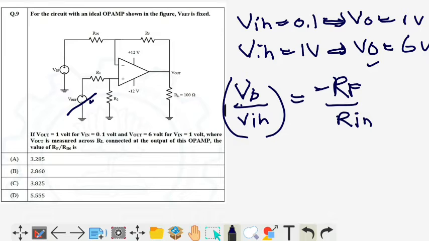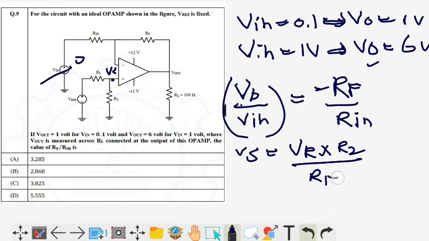Now let's say Vin is 0, and now we have only Vref. Then what is the output? What is the voltage at this positive terminal? Let's suppose the voltage here is Vs, then Vs becomes Vref times R2 by R1 plus R2. So that becomes Vs now.